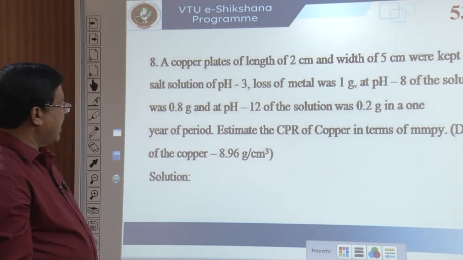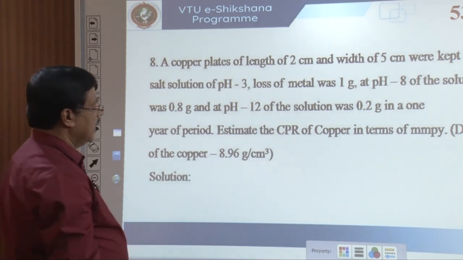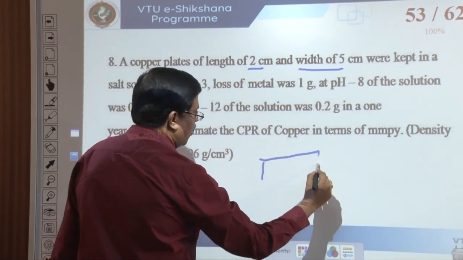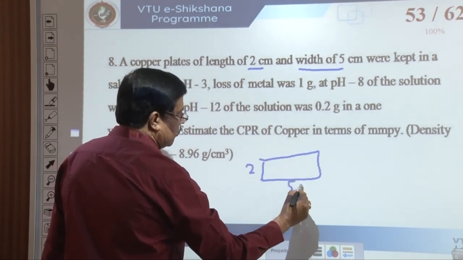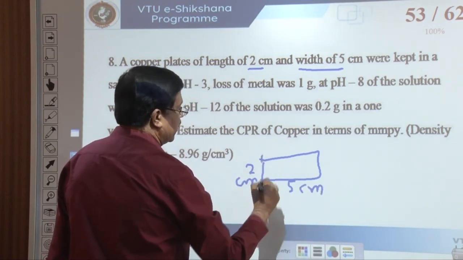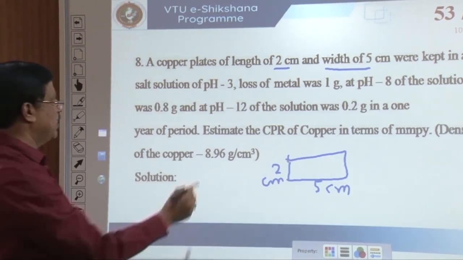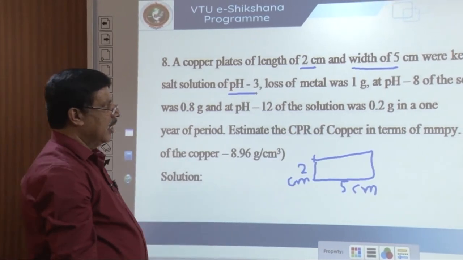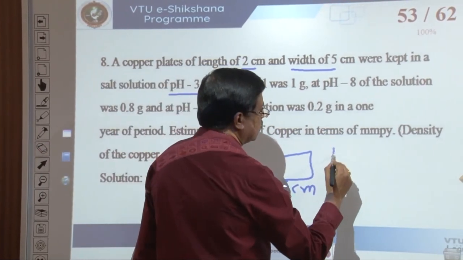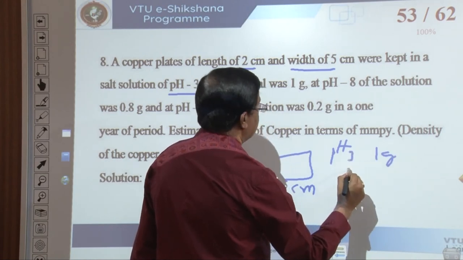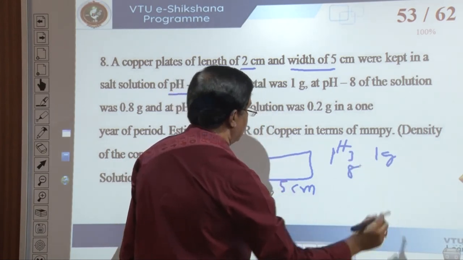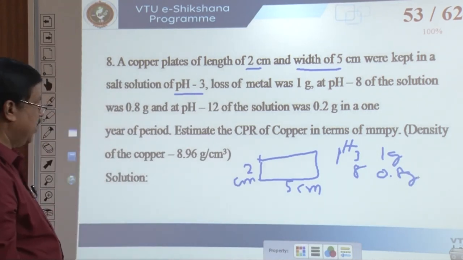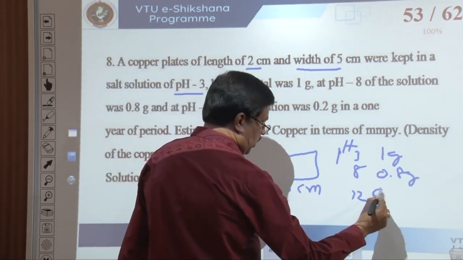Now, eighth numerical problem. Copper plates of length 2 centimeter and width 5 centimeter, that means you take a sheet of copper, were kept in a salt solution. At pH 3, loss of metal was 1 gram. At pH 8, that is alkaline, 0.8 gram, and at pH 12, 0.2 gram.